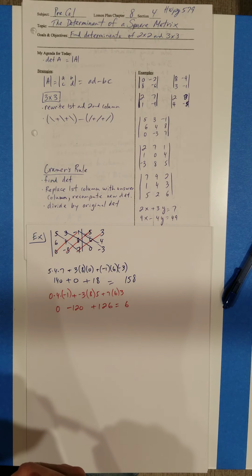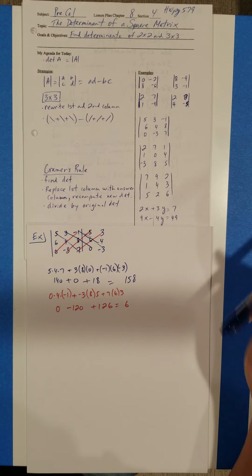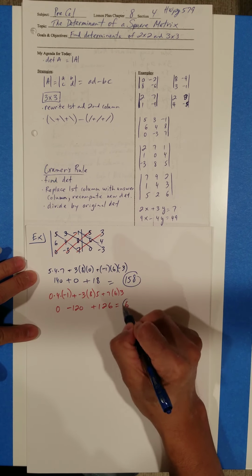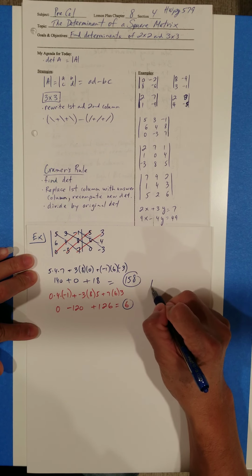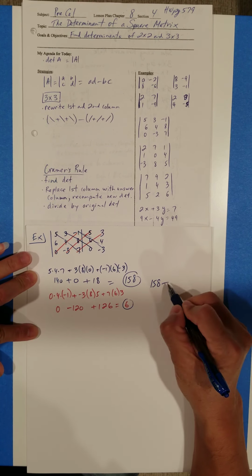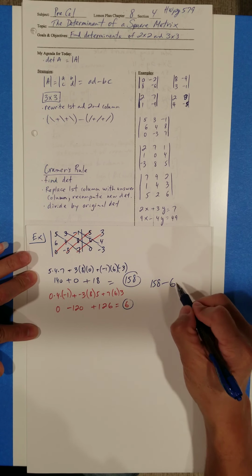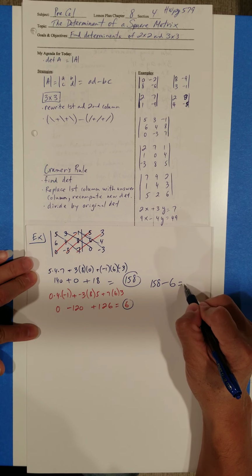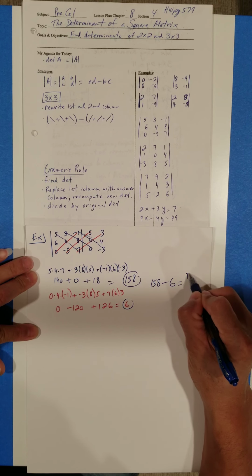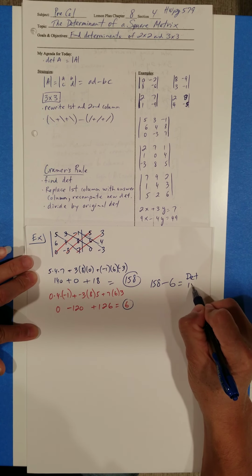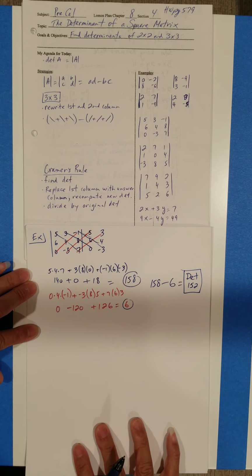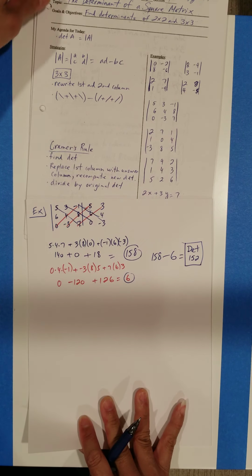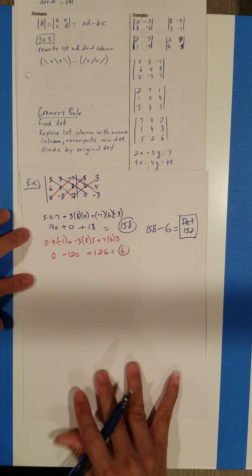Your final answer is you're going to take these 2 results and subtract them. You always subtract these 2 results. Downright 158 minus upright 6. So your final answer, your determinant, is going to be 152. Final answer. That's easy. Not too bad. So let's do another example here.